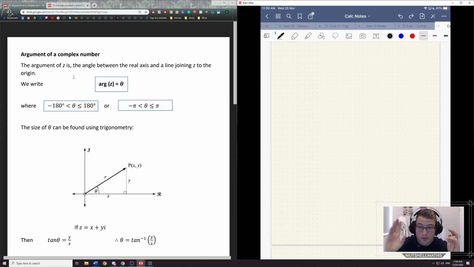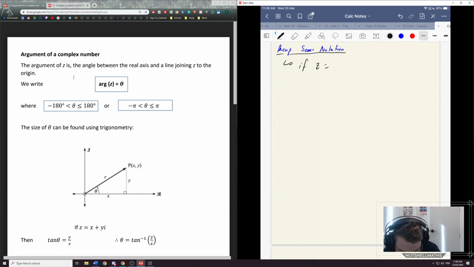So before I look at this, I just want to talk about what we've done so far. Let's recap some notation. It's probably useful to copy this down into your notes book. Let's say if z is some complex number, a plus bi.